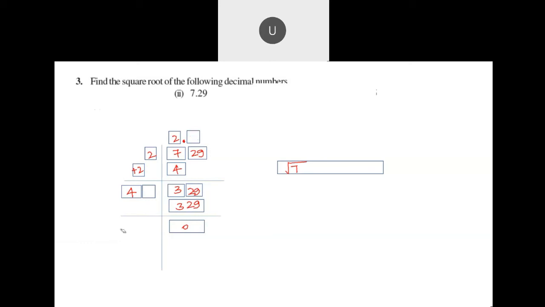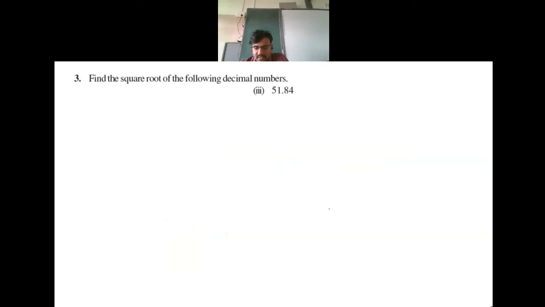Yes, sir. 47 into 7 is 329, and 43 into 3 is 129. It is correct, sir. So we get 2.7. Root of 7.29 is equal to 2.7, sir. Very good.